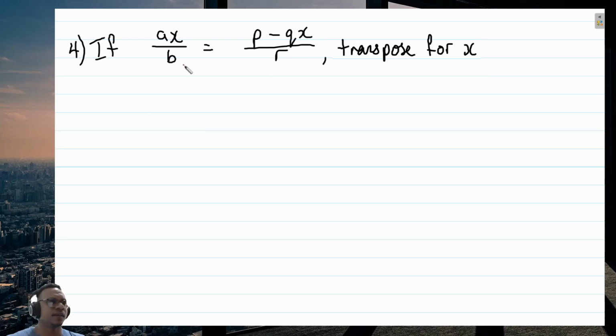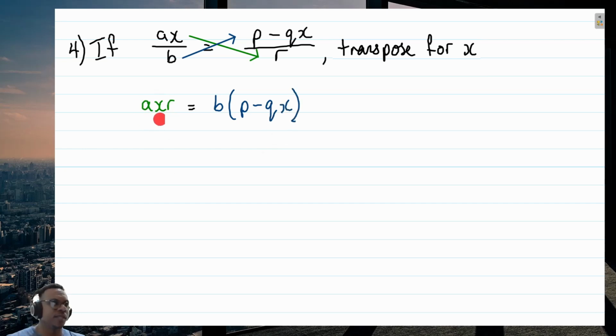Now seeing that I have basically fractions on both sides of the equal sign, the first thing I'm going to do is cross multiply. So ax multiplied by r would give me axr, and b times p take away qx would give me b open brackets p take away qx.